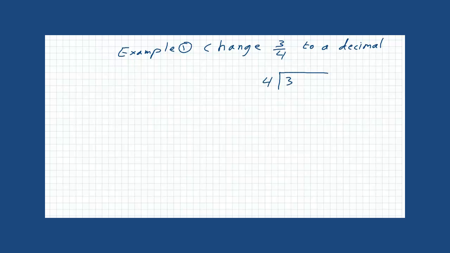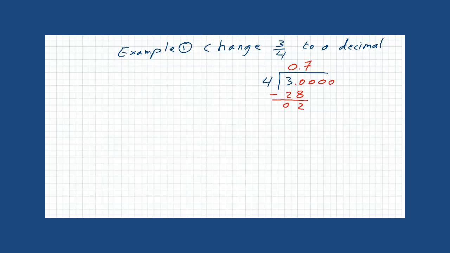We can't divide here, so we will put a 0, since 3 can be written as 3.0. Whatever the number of zeros to the right, there is no change for the value of this number. Now, we put a decimal point in the answer, and we divide 30 by 4. This gives us 7. 7 times 4 is 28. Subtract, we have a remainder 2.